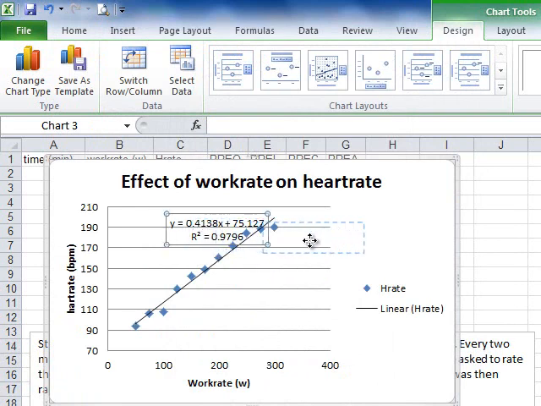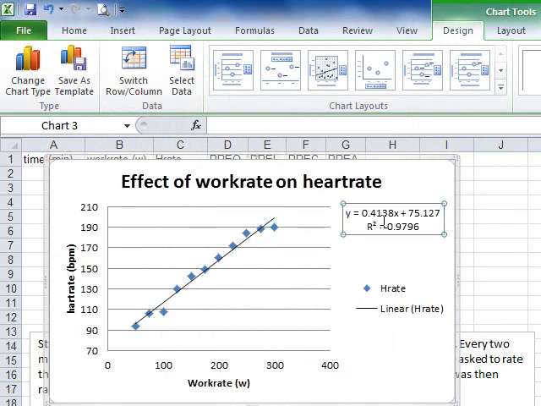So there's my trend line. I'll just move it out of the way so we can see it. So you can see that we have a reasonably good fit to the data. The R squared value was 0.9796. So almost 98% of the variability in the data could be explained by the fitted regression line. But I think we can improve on this. And the way that we improve on this is by getting rid of the non-fitting points.